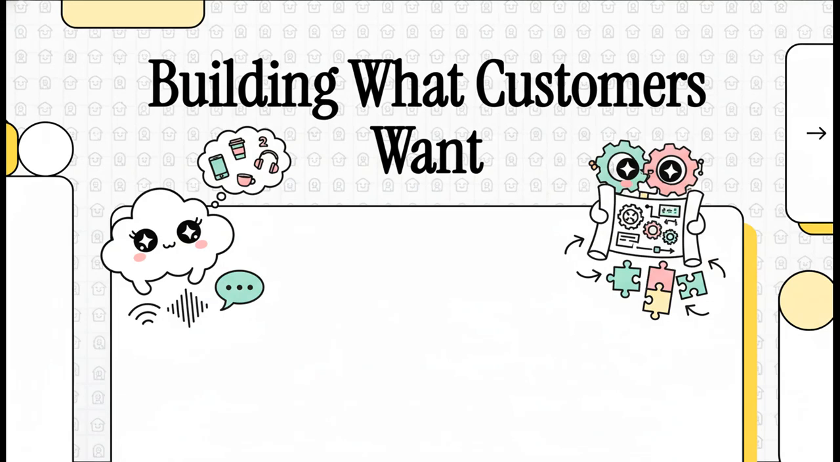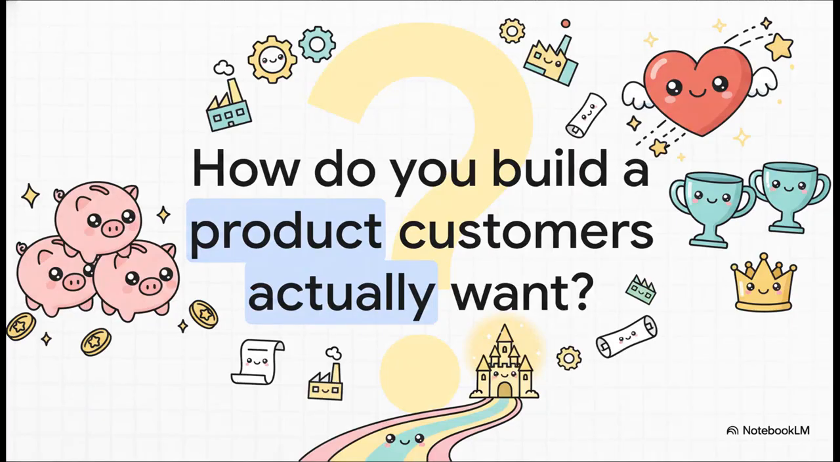So every single product team out there runs into the same exact problem. On one side, you've got your customers, and they're telling you what they think they want. And on the other side, you have your engineers who need to know, in very precise terms, what to actually build. So how on earth do you bridge that gap?